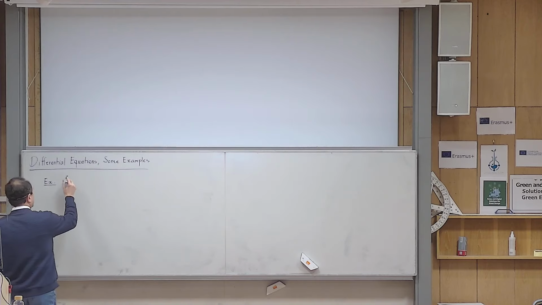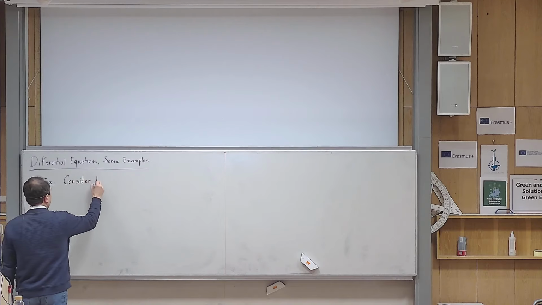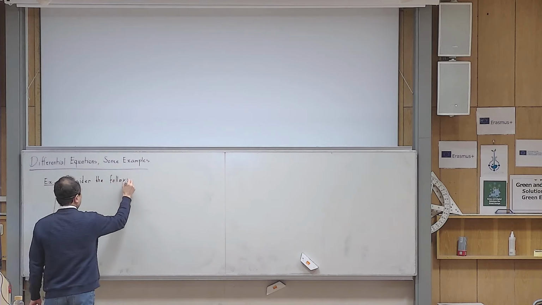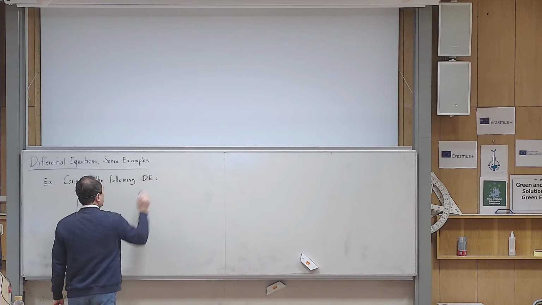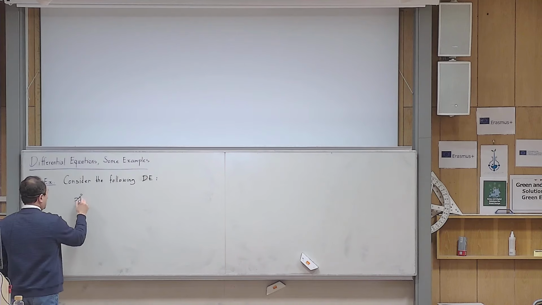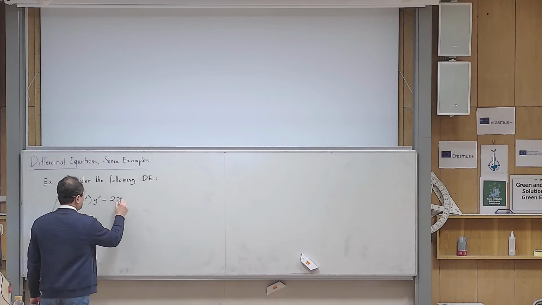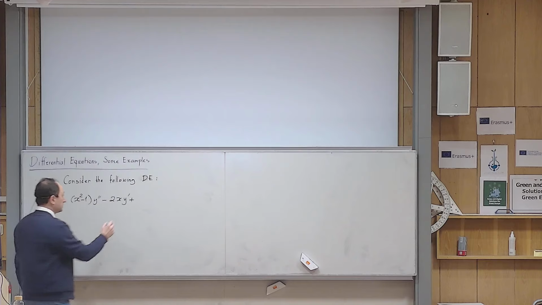Consider the following differential equation. If you don't mind, let me write dE for differential equation. So the equation is (x squared minus 1) times y double prime, minus 2xy prime, plus 2y equals 0.